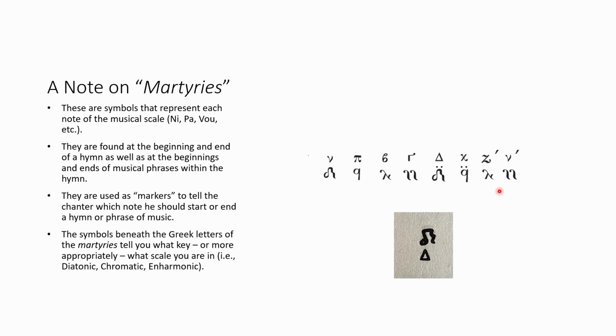The symbols beneath the Greek letters of the martyries tell you what key, or more appropriately, what scale you're in. So are you in the diatonic, chromatic, or enharmonic scale? These, as it so happens, are the martyries that will display under the notes when you're in the diatonic scale. So we'll be seeing these a little more often right at the start.